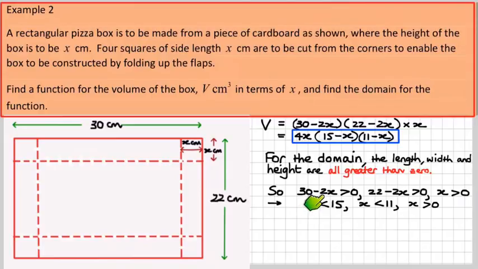This one distills down to x being less than 15. This one, we get x is less than 11. Now, both of those have got to be working at the same time. Both of them have got to be satisfied. In fact, this one has to be satisfied. So all three of them have got to be satisfied at the same time. So what do you think? How do we express that?